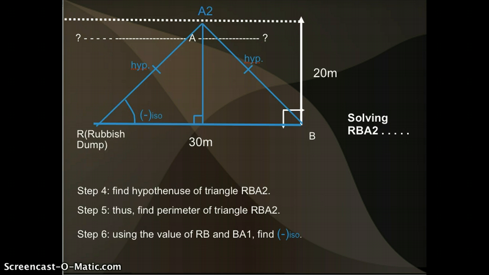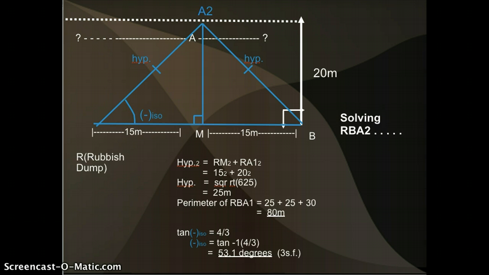Step 4. Find hypotenuse of triangle RBA2. Step 5. Thus, find perimeter of triangle RBA2. Step 6. Using the value of RB and BA1, find angle ISO. The calculations are as follows.